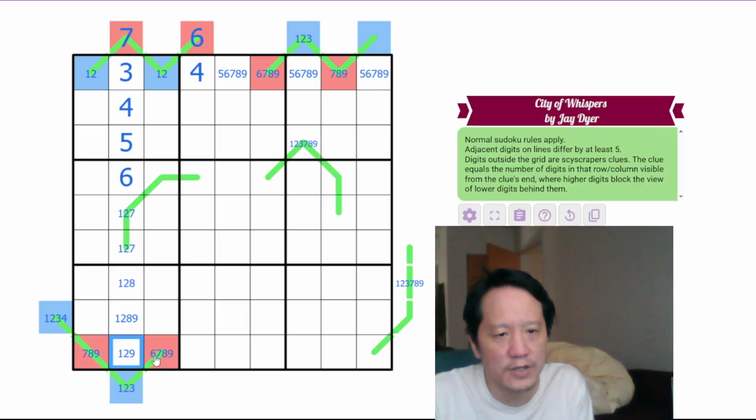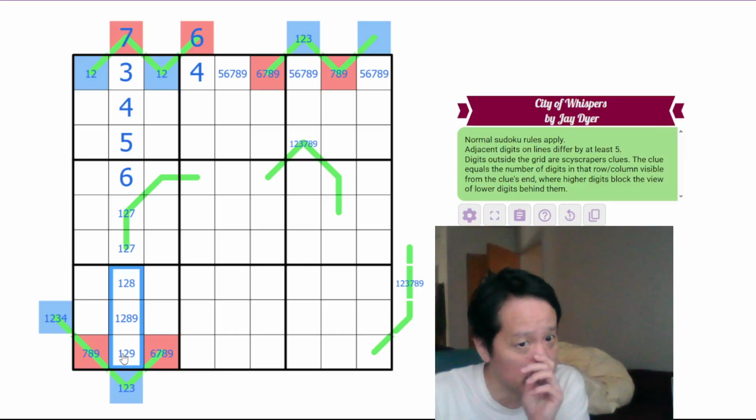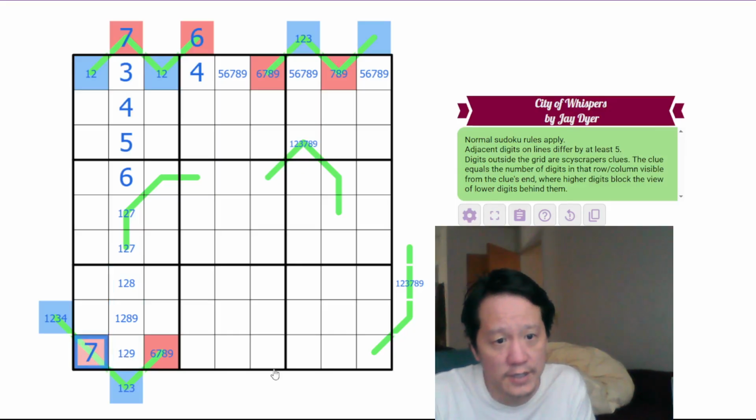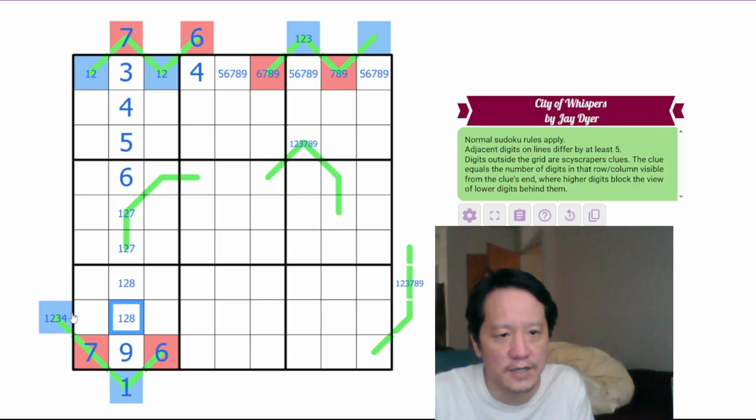9 can't be here. 8 can't be here. 8 and 9 guaranteed here. Means this can't be 8 or 9. It's 7. This can't be 7, 8, or 9. So this must be 6, which makes that 1. Since that's 1, this sees 9 here. This cannot see 9 here. This has to be 2 to be 5 or more away from 7. So that's 2. Therefore, 8 cannot be here.